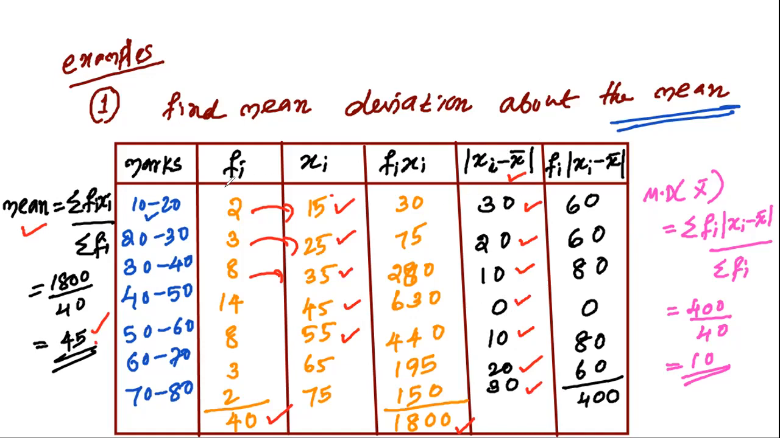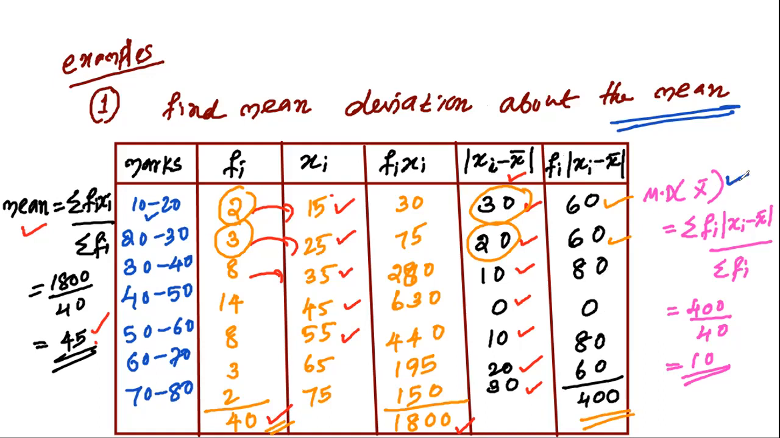After that, we have to multiply the frequency table with the modulus of xi minus x bar table. You can see that this 2 and this 30 multiplied give 60. Then this 3 and this 20 give 60, and so on. We have to multiply all the values of fi with all the values of modulus of xi minus x bar. Then you find the sum of fi into modulus of xi minus x bar, and also the sum of fi. So what's the formula?